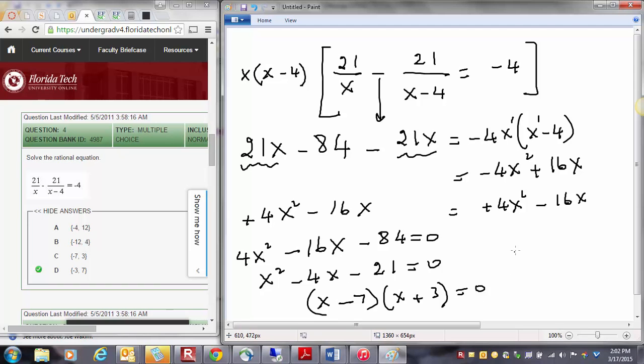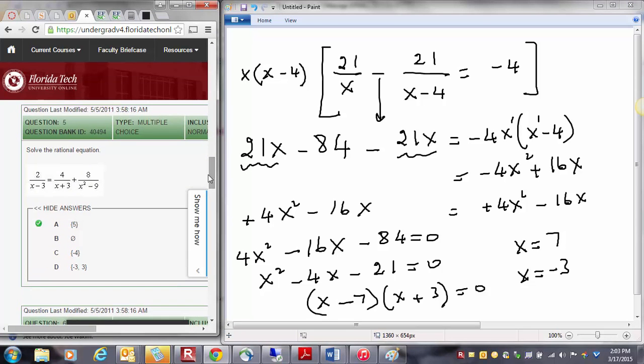So I'm done. x minus 7 equals 0. x equals 7. x plus 3 equals 0. x equals negative 3. Now, do these numbers affect my denominator? The denominators are x and x minus 4, so x can't be 0 or 4, and none of them is 4 or 0, so both of them, 7 and negative 3, are the answer.